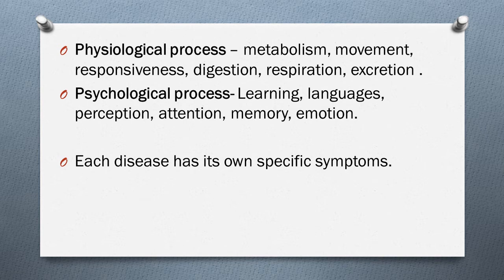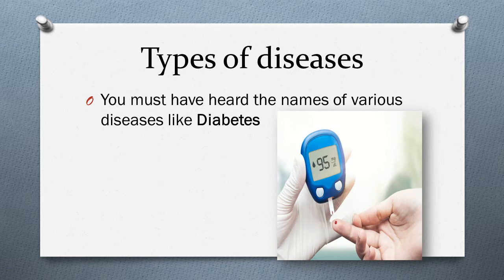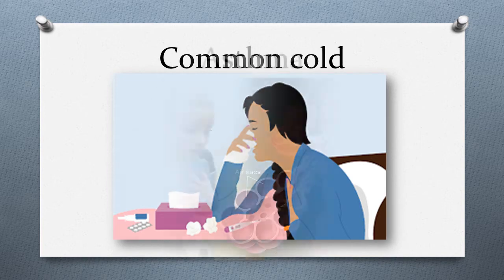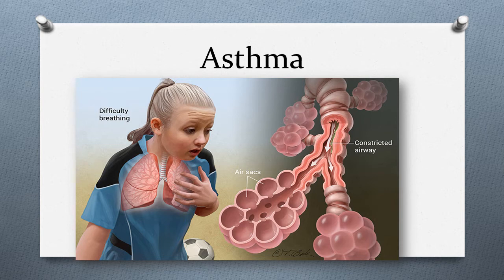Next, each disease has its own specific symptoms. The types of disease: you must have heard the names of various diseases like diabetes. In simple language, diabetes is a disease in which the sugar level in our blood increases too much. Next is common cold, which is a viral infection. Next is asthma. It is a disease in which a person's airways become inflamed, narrow, swell and produce extra mucus, which makes it difficult for the person to breathe.